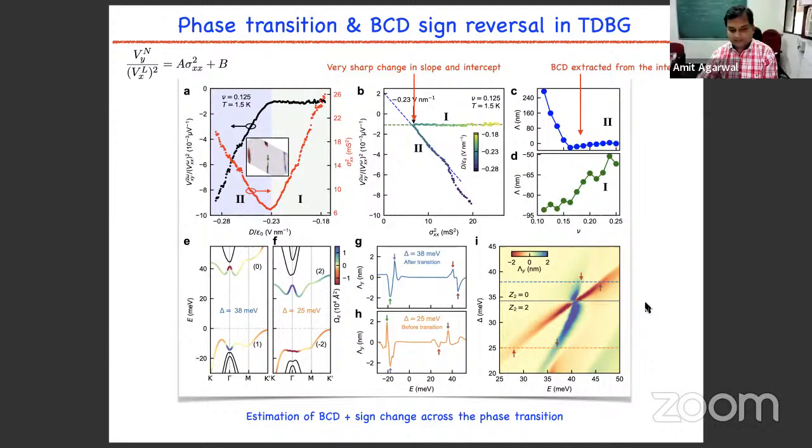Okay. Thanks. So that's number one, nonlinear Hall. Intercept gives you BCD, and sign change of the BCD gives you the phase transition, basically this Chern number change. So that's the complete story: BCD in Moire superlattices senses topological phase transitions.